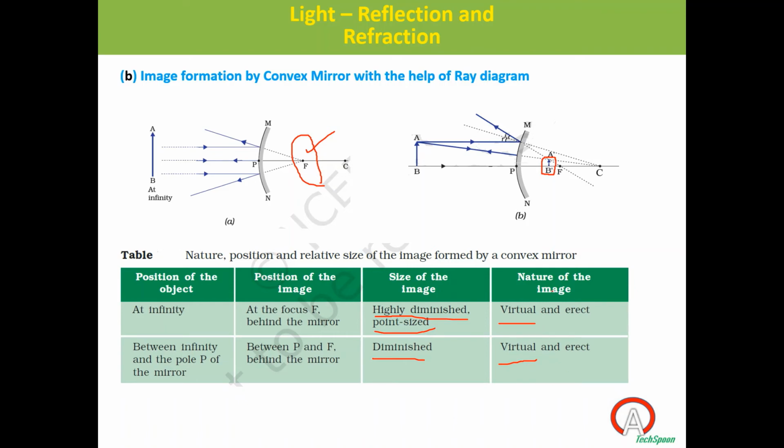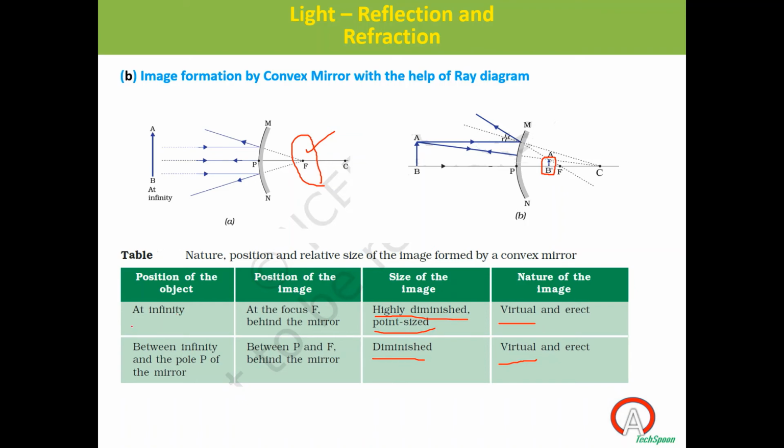The nature of the image, erect, I will explain last. Virtual nature of the image means it's not real. A convex mirror will not give a real image. It is giving a virtual image. Okay, that is the first nature of the image. And for the size of the image, you will get a point-sized diminished image. So always you are getting a diminished image in the case of a convex mirror.